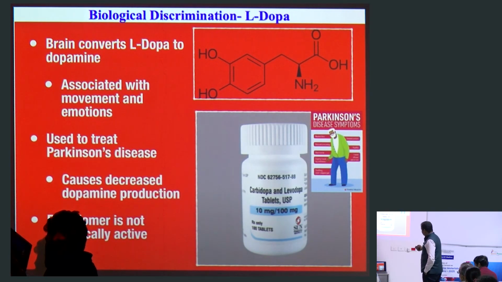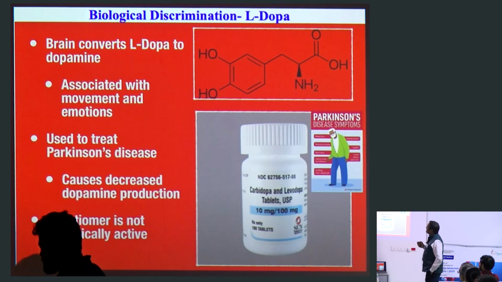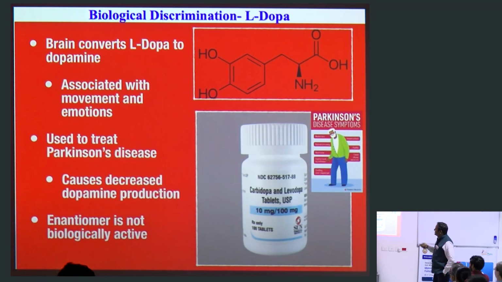L-DOPA, if you look, the S isomer is useful, in the case of the other isomer, it's not much biologically active, but we have to dump it. So that's one of the problems. So there are challenges there to create a pure chiral molecule.